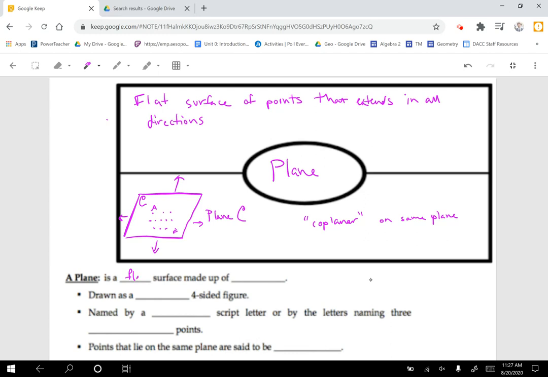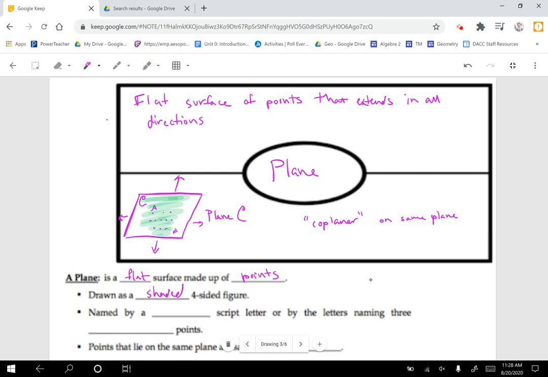So a plane is a flat surface made up of points. Usually it's drawn as a shaded four-sided figure. So if we're going to highlight this, like when you see it on a textbook question or exam, usually there's some shading to it. So that's all that means.